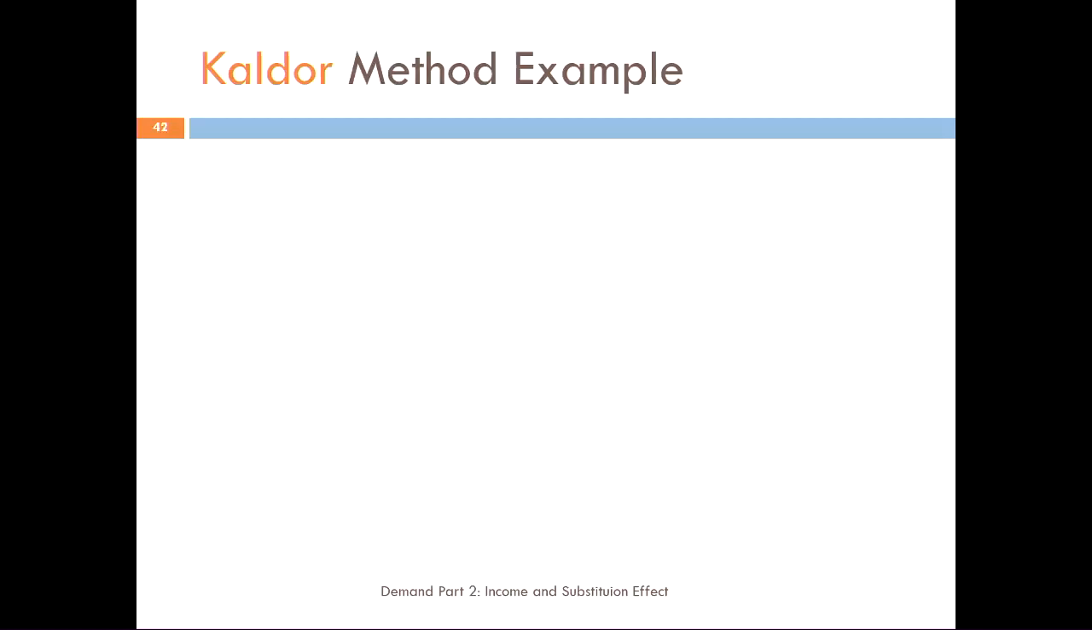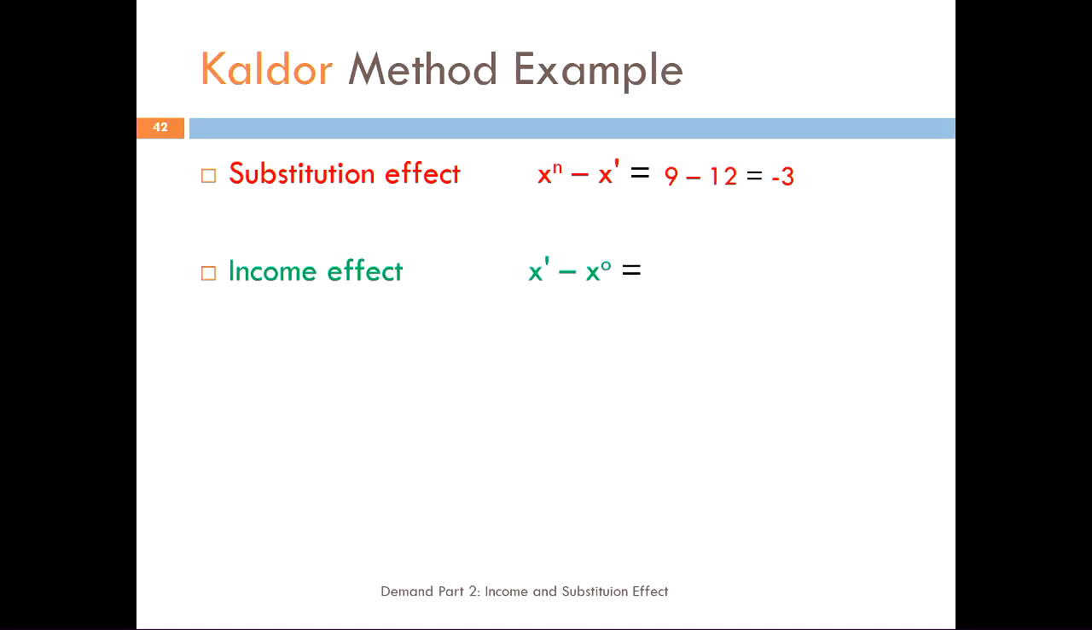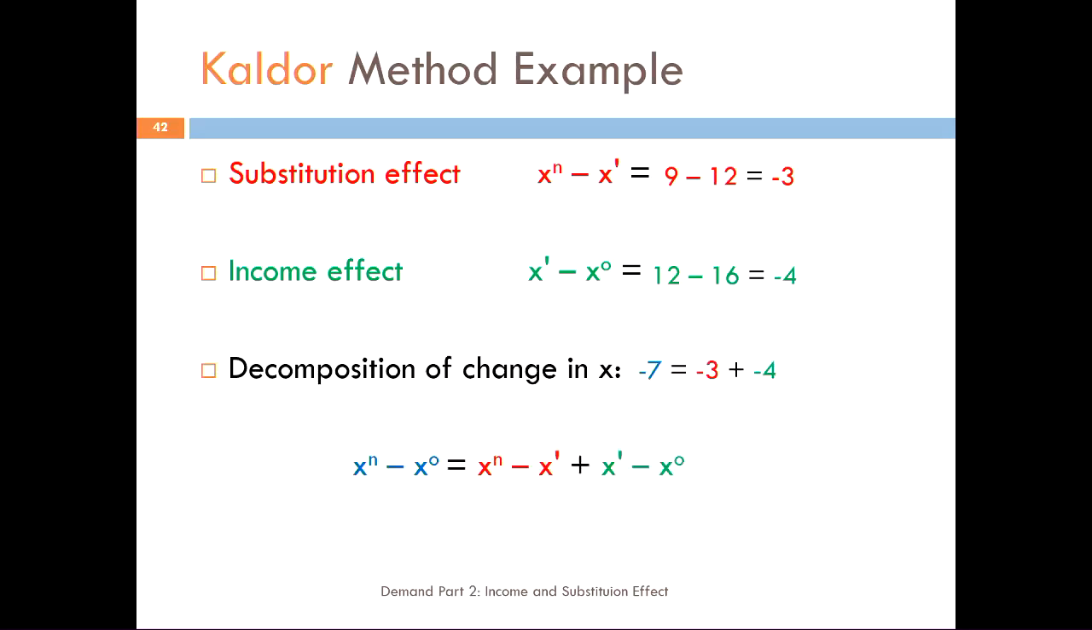Okay. So just to separate them out, I'll get back to this in a second. But notice, I'll show these numbers in a second. But notice that compared to the Hicks method, the substitution and the income effect are reversed. In the Hicks method, the income effect is -3 and the substitution effect is -4. So you get a different answer depending which method you use. Right? Of course, the total change in X is always the same.